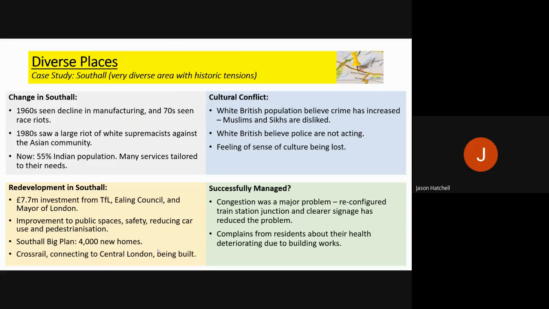In terms of an area with historic tensions, Southall really is very different today than it was in the 1970s and 80s. Because it has a majority population that's Indian now, and there are other populations of other ethnic backgrounds, tensions have declined, but social enclaves in some cases have also increased.